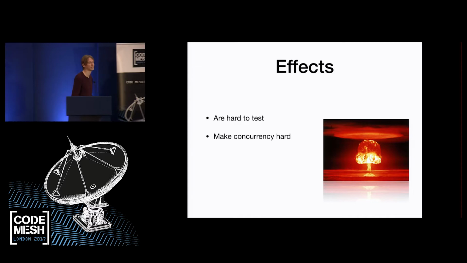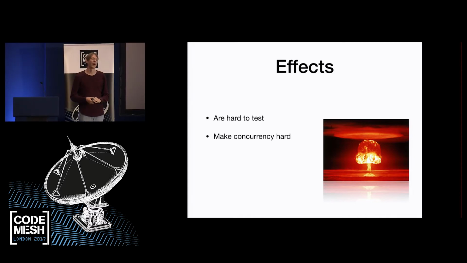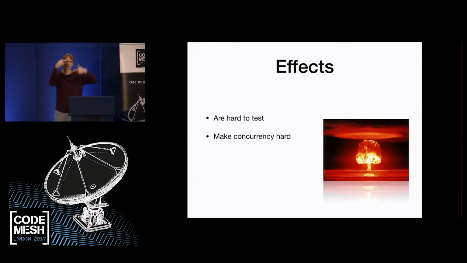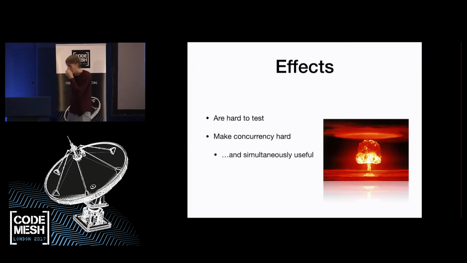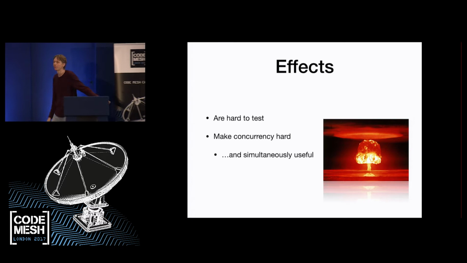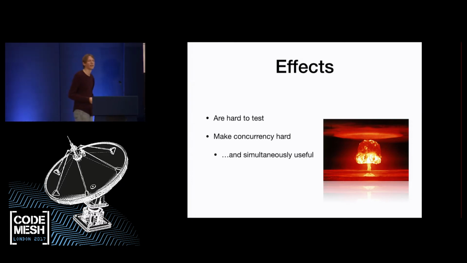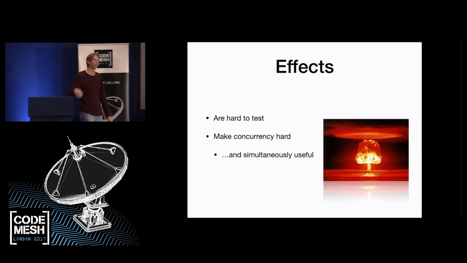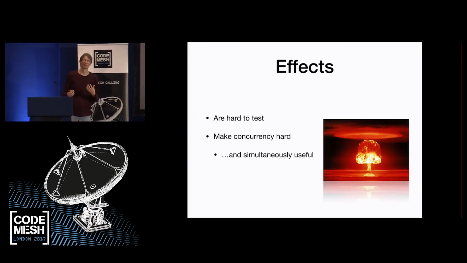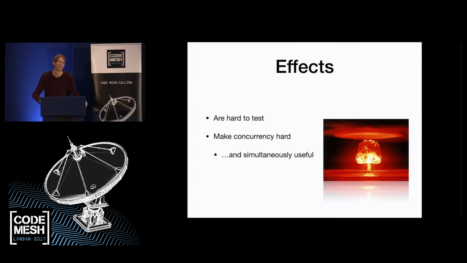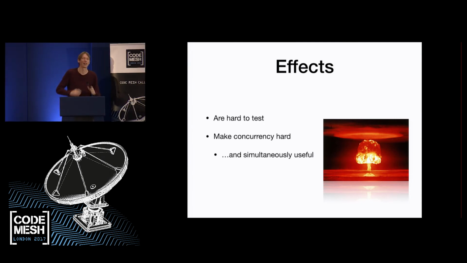Effects make concurrency very, very, very difficult. The hardest problems in concurrency are: I've got this shared resource that two things are trying to change at the same time, and you have to coordinate between them. But simultaneously, if you don't have effects, then concurrency is kind of pointless. There are very few concurrent problems that do not involve changing some sort of state. Folding at home is probably the best example of non-effectful concurrency, but everything else is there.